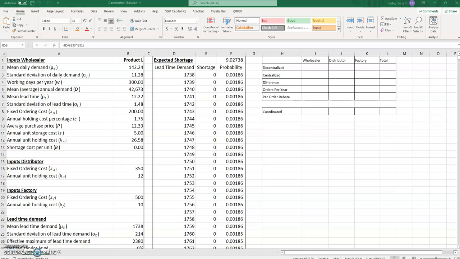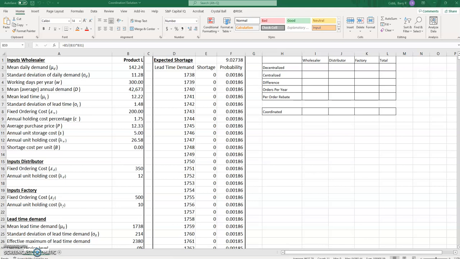Previously, we looked at the decentralized solution in this supply chain coordination model for product L. The decentralized solution just involved all three partners in the supply chain making their choices sequentially, kind of like you did in the beer game. The wholesaler makes a decision, and then the distributor reacts to the wholesaler, and then the factory reacts to the distributor. But now we're going to look at a centralized solution.